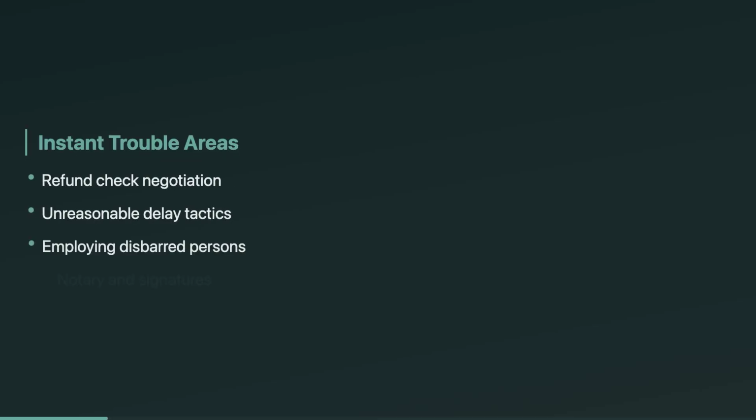Circular 230 has a few instant trouble rules the EA exam loves. If you remember nothing else, remember this. You cannot touch a taxpayer's refund, you can't play games to stall the IRS, you can't use a disbarred person behind the scenes, and you can't notarize documents when you're involved in the IRS matter. Then we'll finish with who signs a paper return and how.